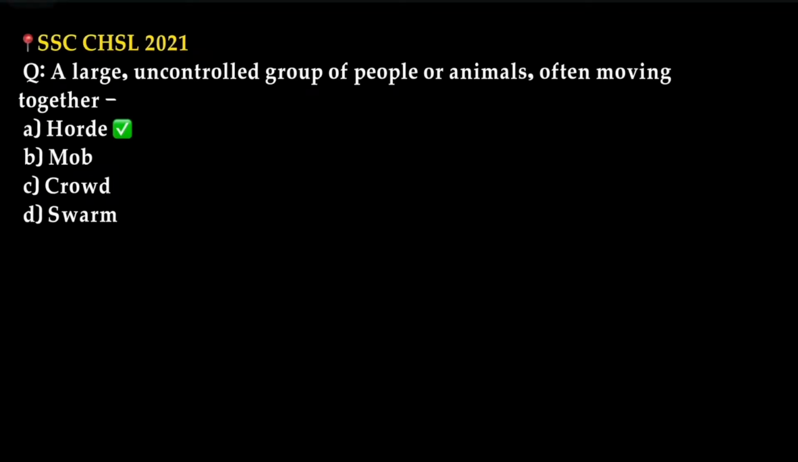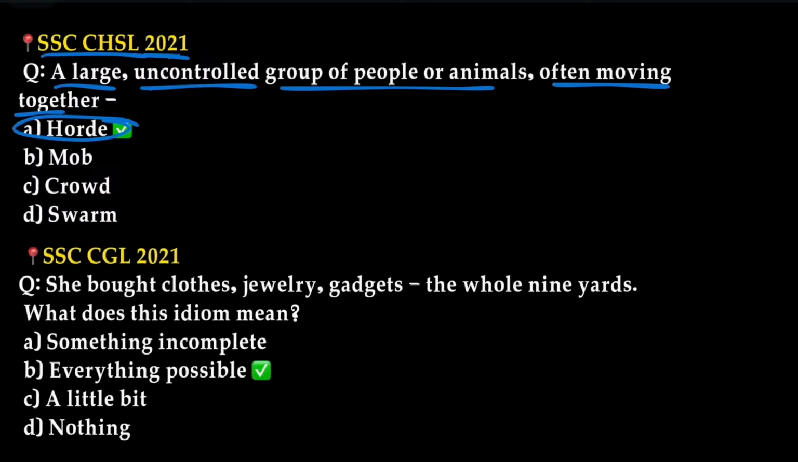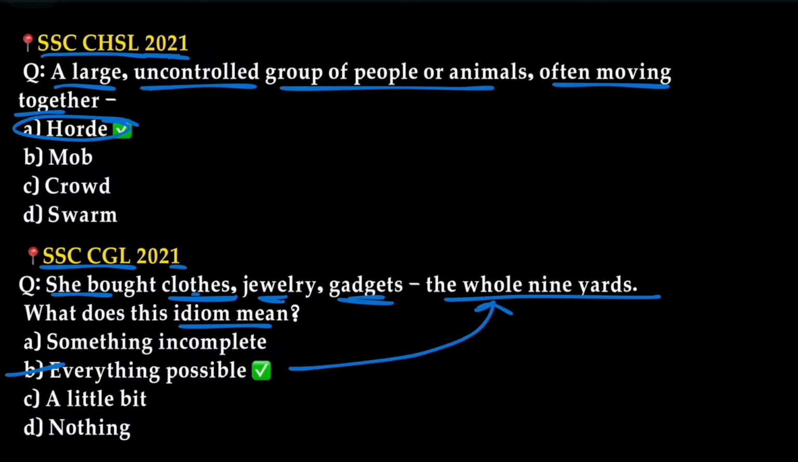And the next question, SSC CHSL 2021. A large uncontrolled group of people or animals often moving together is called a horde. As we saw in the one word substitutions, a horde is an uncontrolled group of people moving together. In SSC CGL 2021: she bought clothes, jewelry, gadgets, the whole 9 yards. What does this idiom mean? She bought everything, so everything possible is the whole 9 yards.